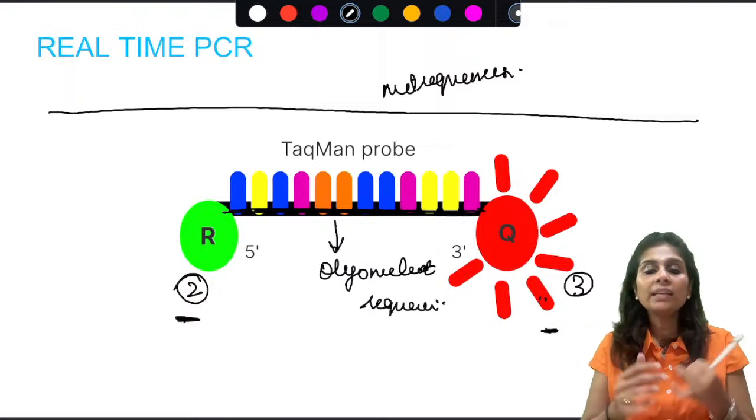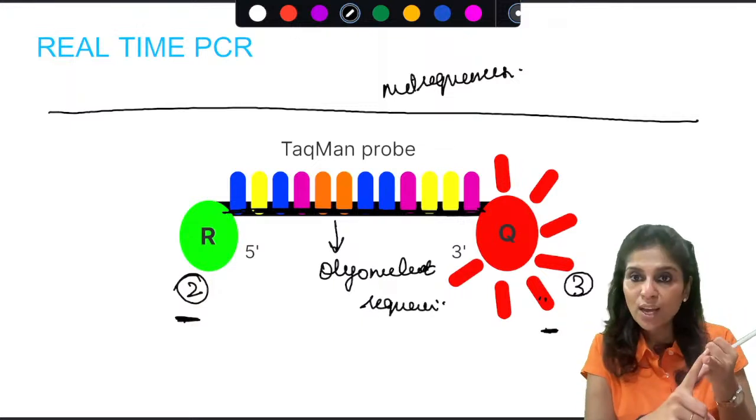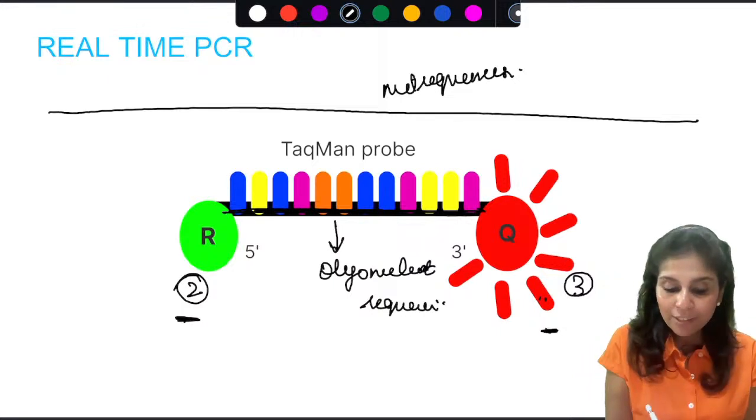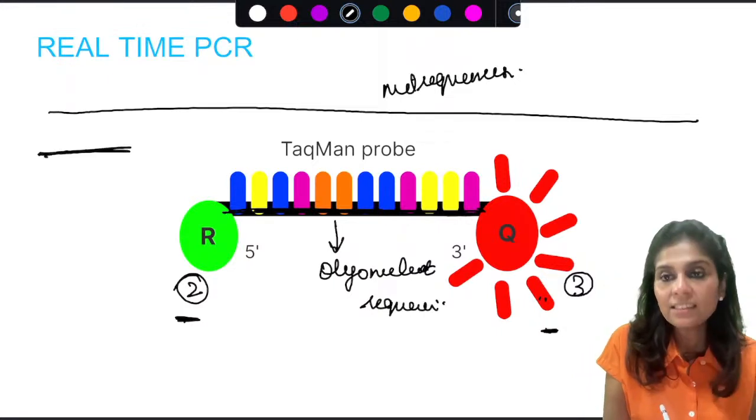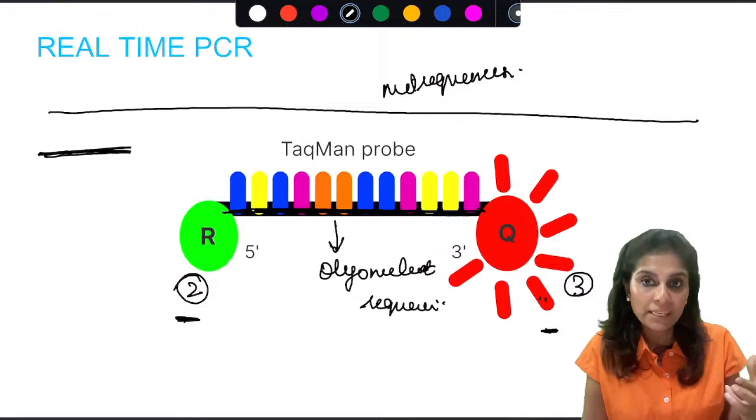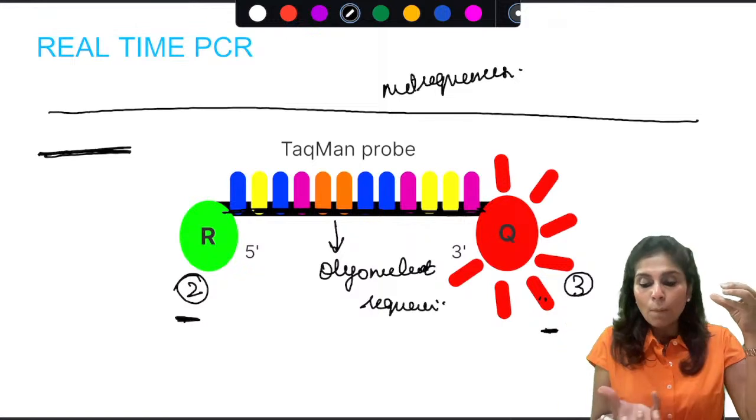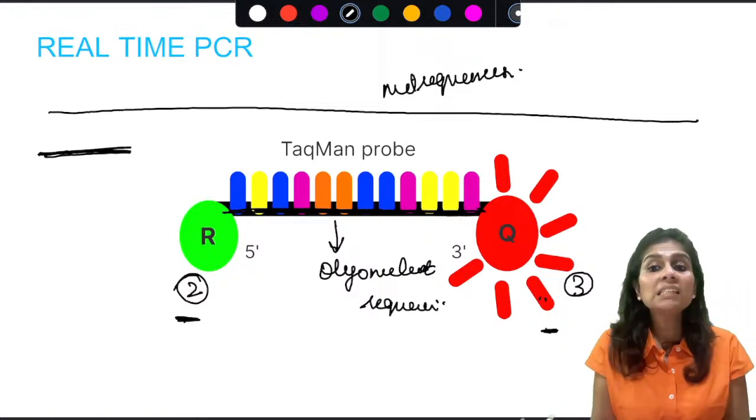Any PCR will need Taq polymerase enzyme. It needs primers. What are primers? Primers are complementary to the flanking sequences or the terminal sequences of the desired fragment. So primers are complementary to the flanking sequences. Probes are complementary to the mid sequences.